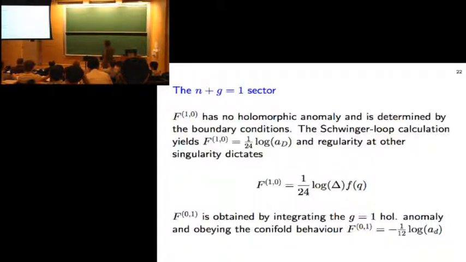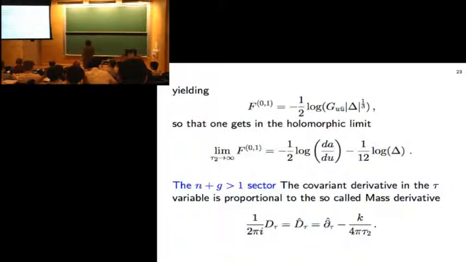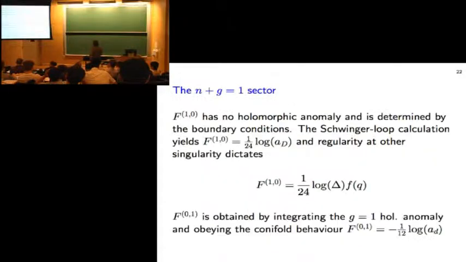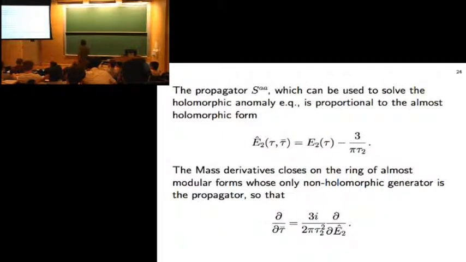So the n plus g greater than 1 sector is now basically determined by the holomorphic anomaly. And it's sufficient to note for this elliptic curve that this covariant derivative, which features in the holomorphic anomaly equation, is basically the mass derivative. And the propagator, which can be used to solve the holomorphic anomaly equation, is proportional to an almost holomorphic form of this type. So this is precisely the same as for the normal holomorphic anomaly equation. And the mass derivative closes on the ring of almost holomorphic modular forms, whose non-holomorphic generator is just the propagator. So that means that if you take a derivative with respect to tau bar, you can as well take a derivative with respect to the only generator which is non-holomorphic, and then take the derivative with respect to tau and end up with this expression.